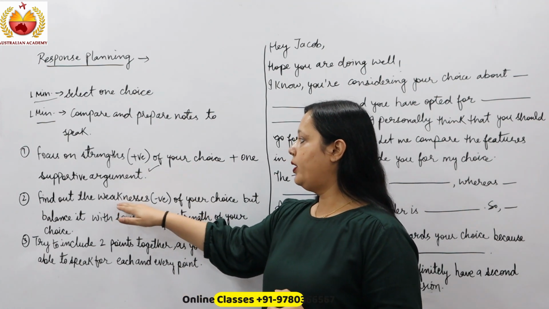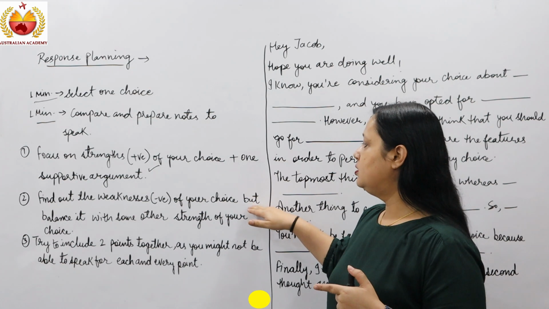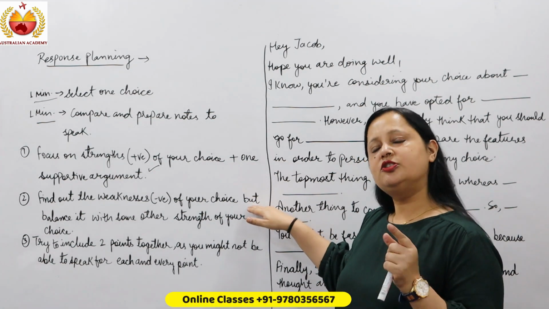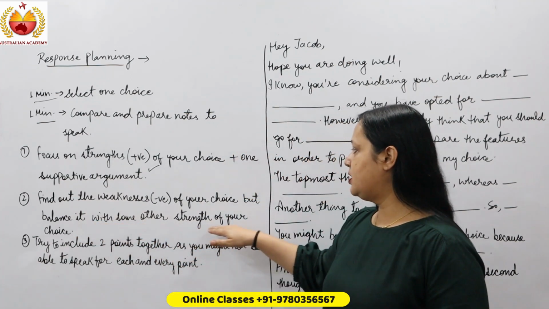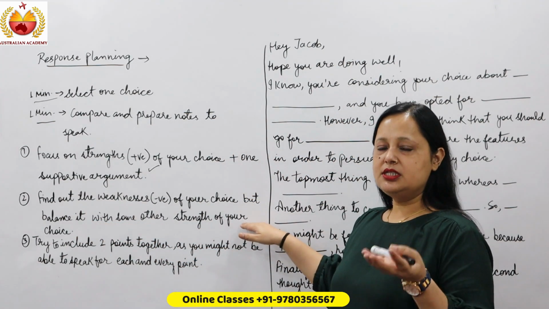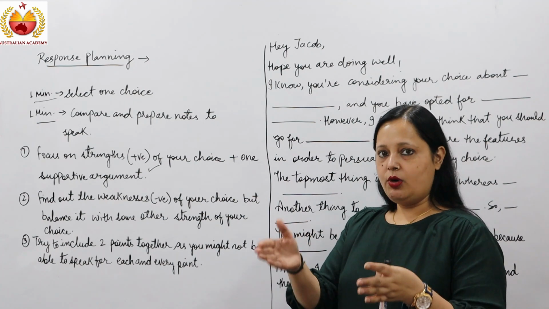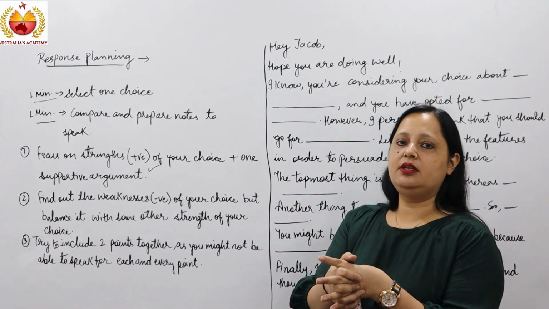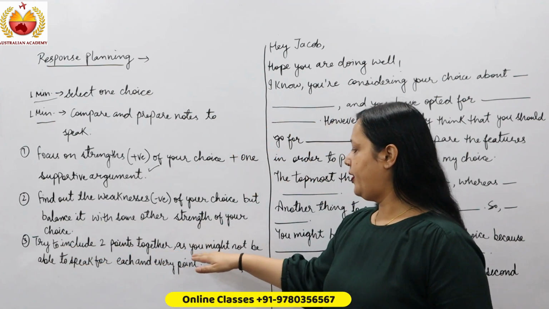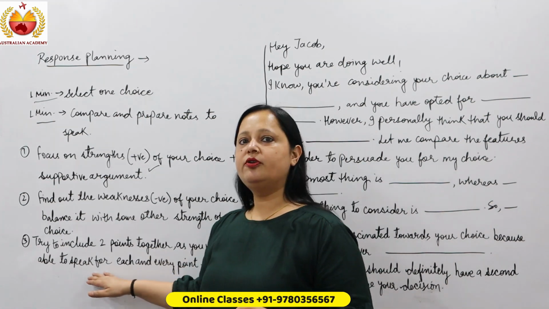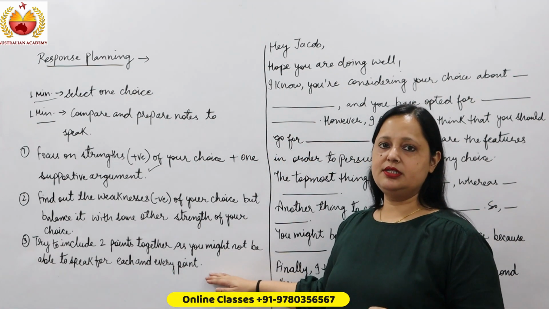So this is how, when there is a weakness, a negative point of your choice, do not avoid speaking it, speak it up, but at the same time balance it with some other strength of your choice. This is the weakness, but we are getting the added advantage, so this advantage is going to overcome this weakness. And try to include 2 points together, as you might not be able to speak for each and every point when you only have 60 seconds.